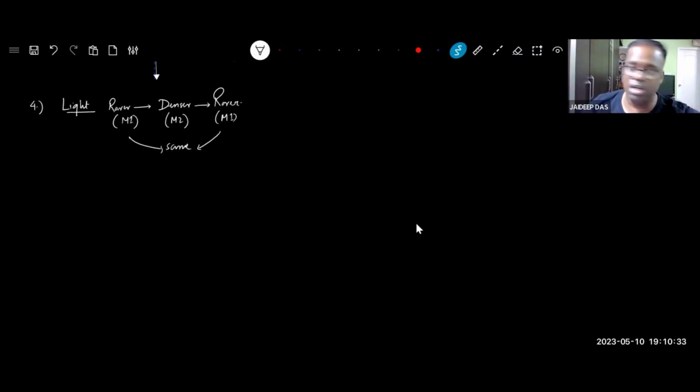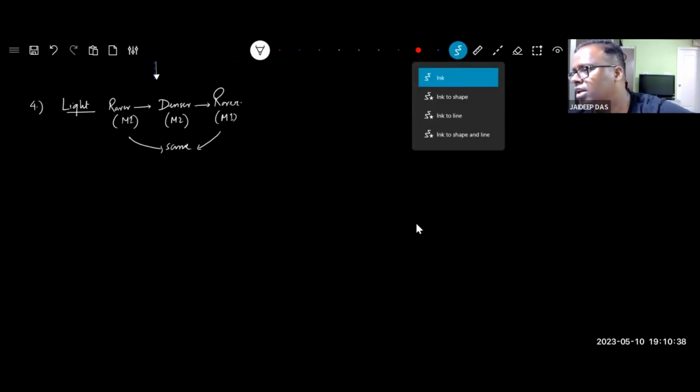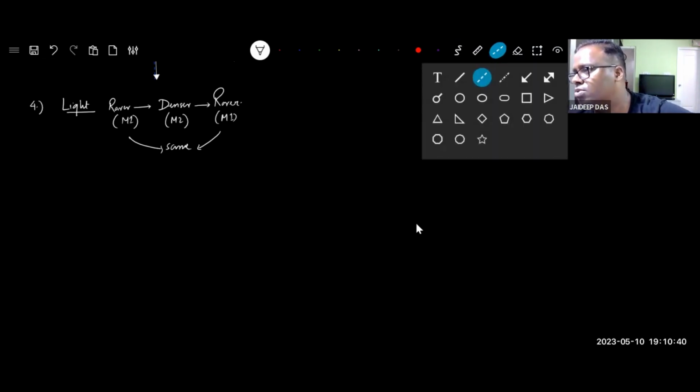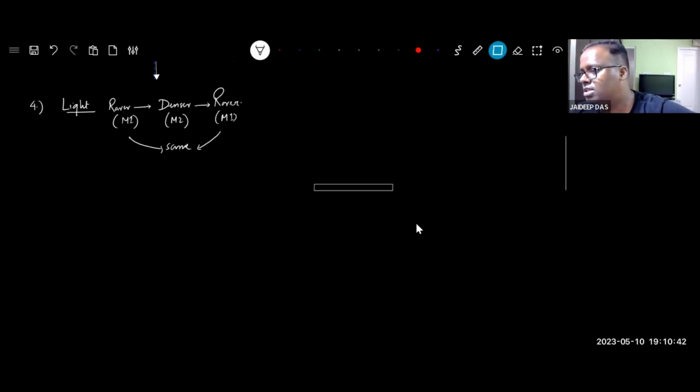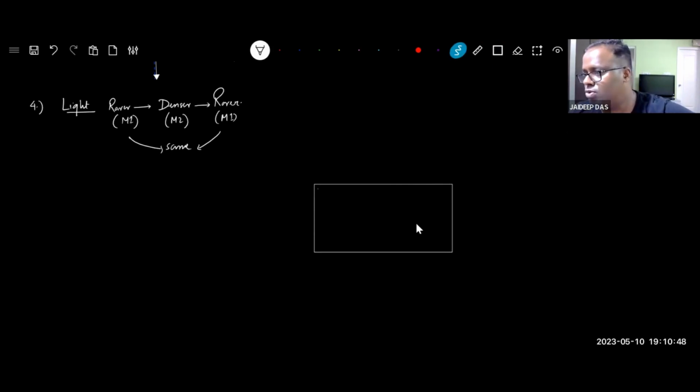This actually comes as an experiment to you, maybe in grade 9, we used to have it. You take a glass slab like this. This is a glass slab. So I can write here medium 2, medium 1, and this is again medium 1. Same medium. All right, let's take a ray of light.